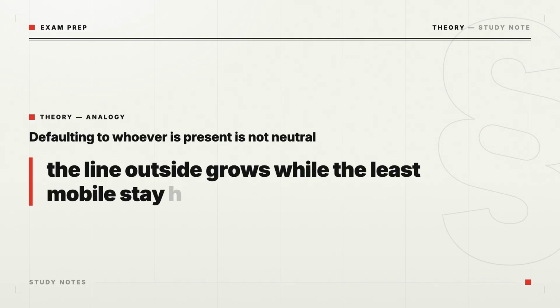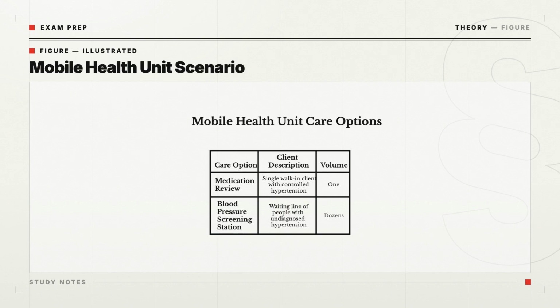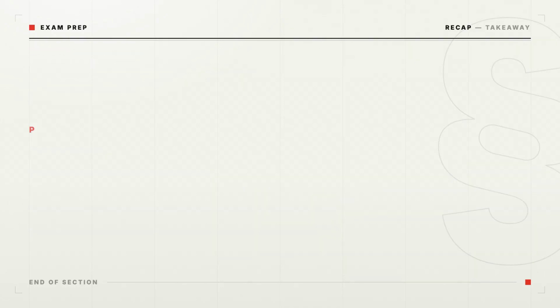Resources are finite, so every allocation decision quietly decides whose health gets served. A nurse who always serves whoever is standing there ends up serving the people best able to show up, leaving the least mobile and least insured with the least attention. Back at the mobile unit, the screening station reaches dozens of people in 1 hour, some carrying hypertension they don't know about, while the medication review serves one person who is already stable and connected to care. He isn't abandoned; he can be scheduled once the station is running.